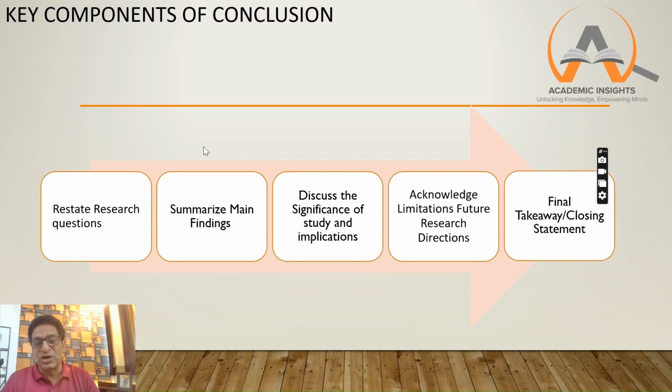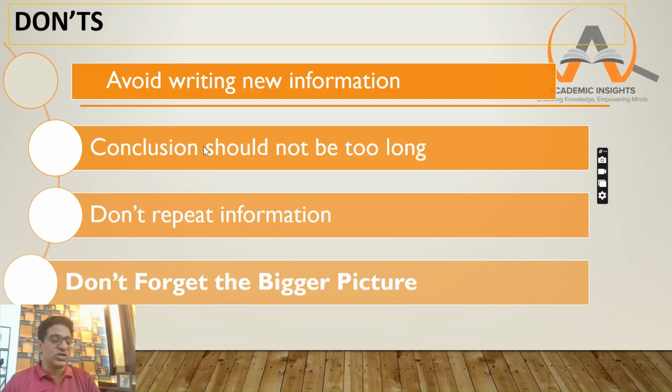Your entire conclusion will consist of these five things, and you have to include all of them. First, restate the research questions in the first line. Then summarize the main findings. Then it is very important to discuss the significance and implications of the study. Then acknowledge the limitations and future directions of the research. The last line is your final takeaway or closing statement. These five things are to be included in each and every conclusion you write for your research article.